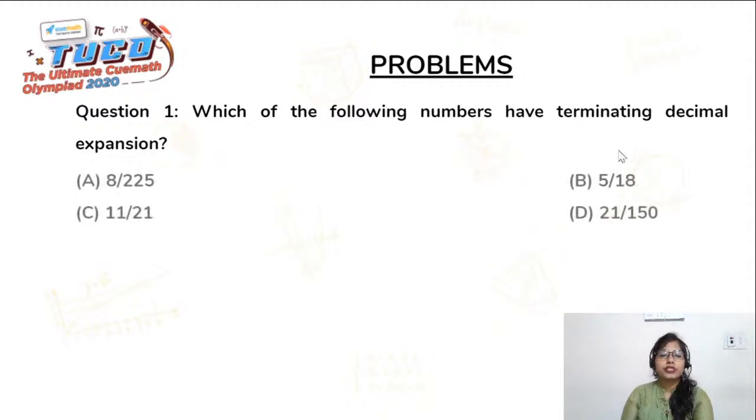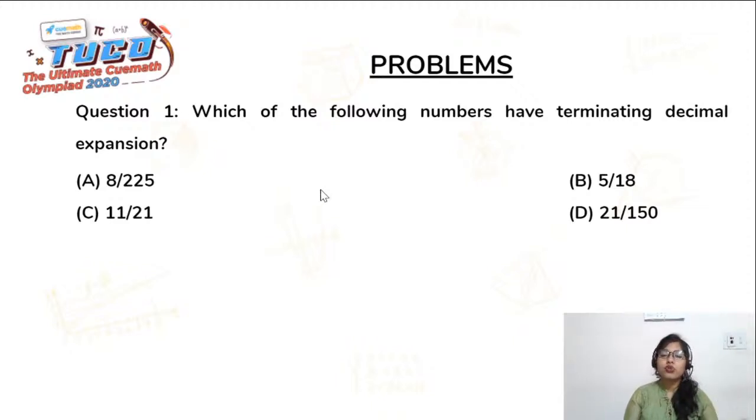So here go our options. All of you can see that these are the options: 8 over 225, 5 over 18, 11 over 21, and 21 over 150. Now, how would you understand whether the given fractions are terminating or not? Would you actually sit and divide all of them? Is that a good way of doing things? No, you shouldn't go that way. Trust me, that's going to consume a lot of time.